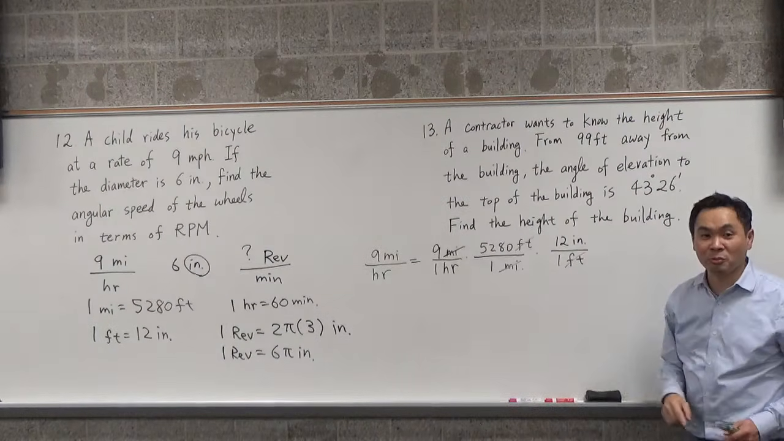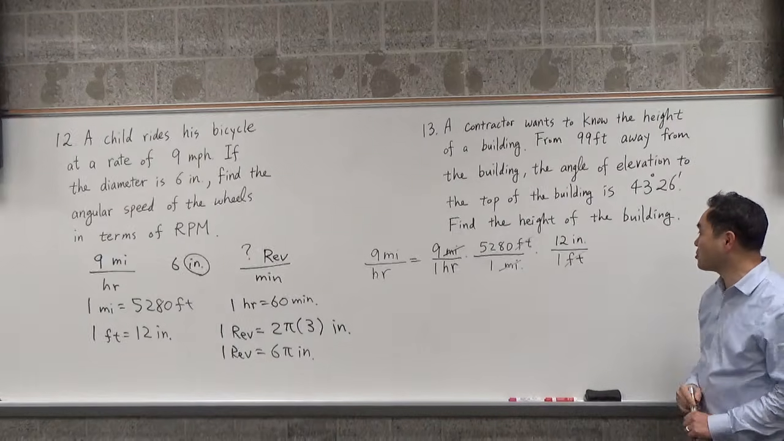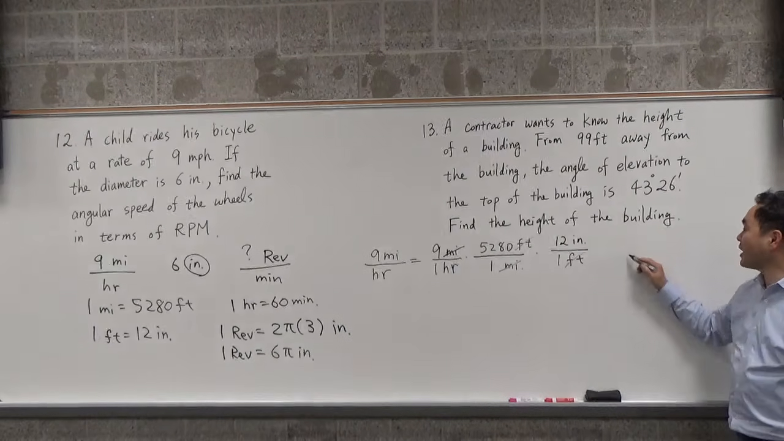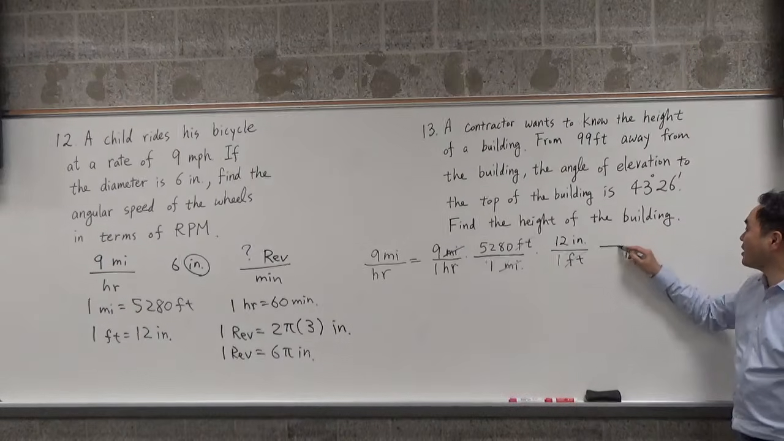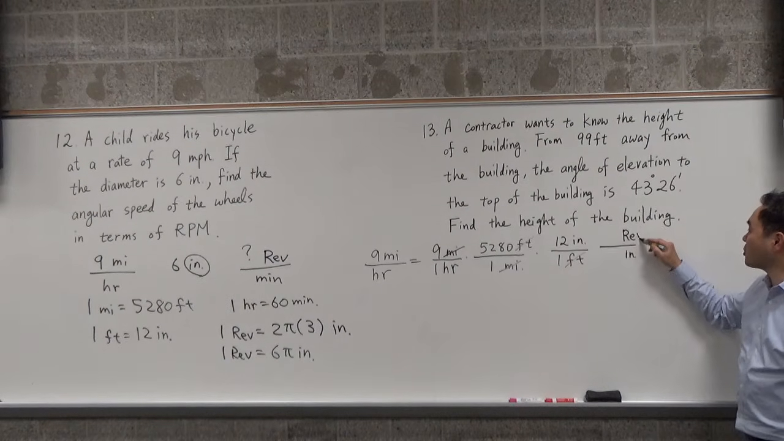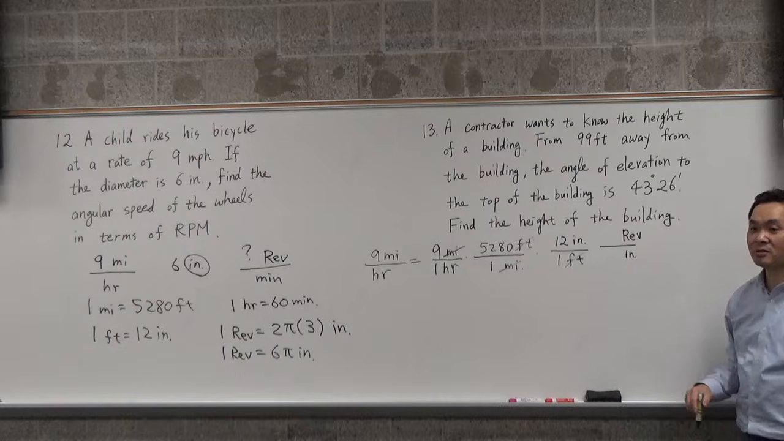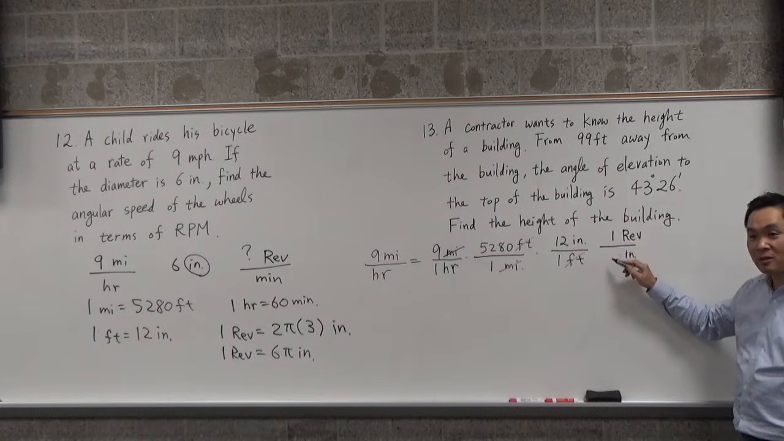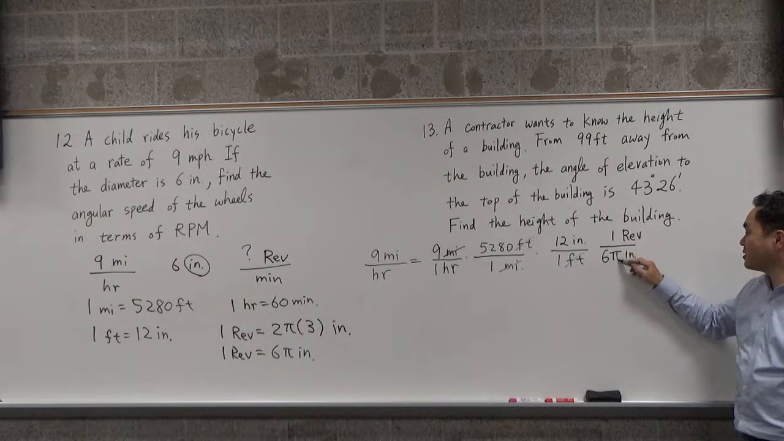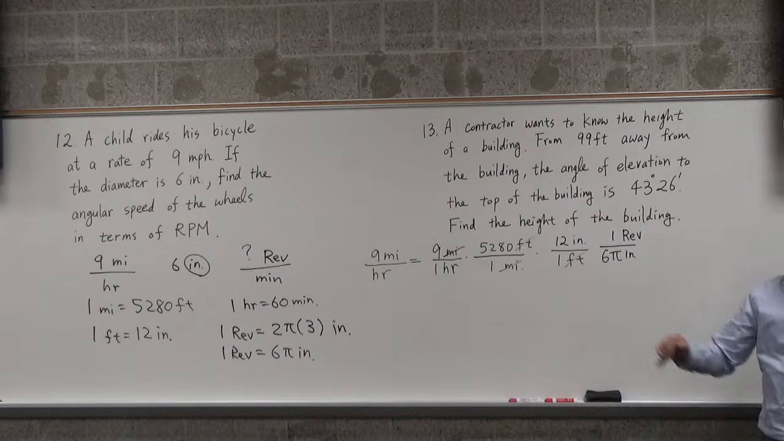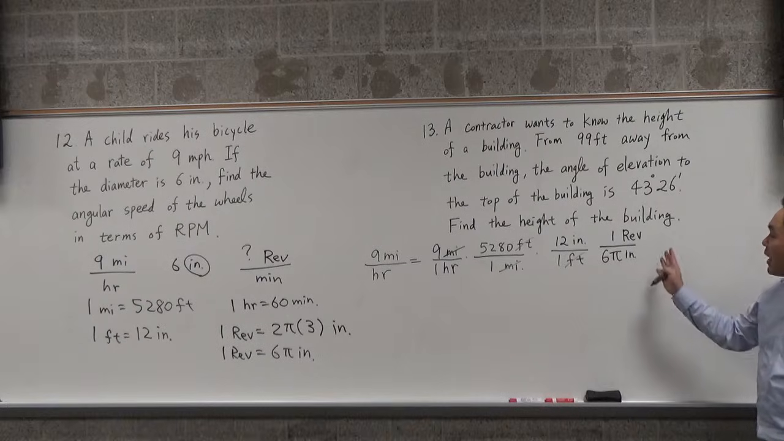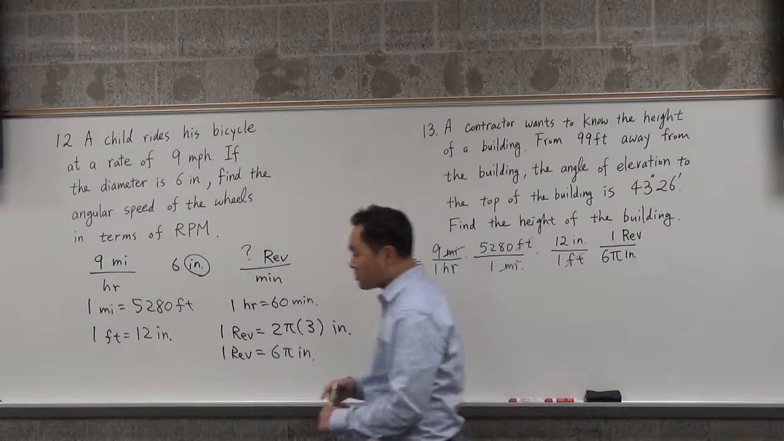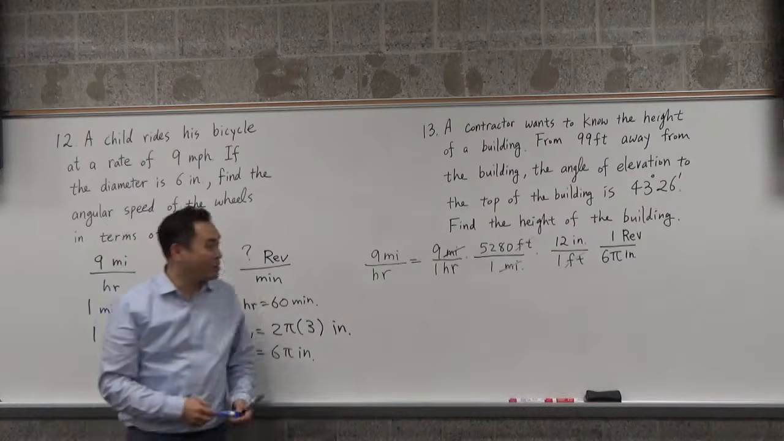But that's still not what I want. I want revolutions per minute. So I want to convert that to revolutions. So I want to cancel the inches out, and in place, I want the revolutions. So what over what? 1 revolution over 6 pi inches. Okay, it's not 6, it's 6 pi.